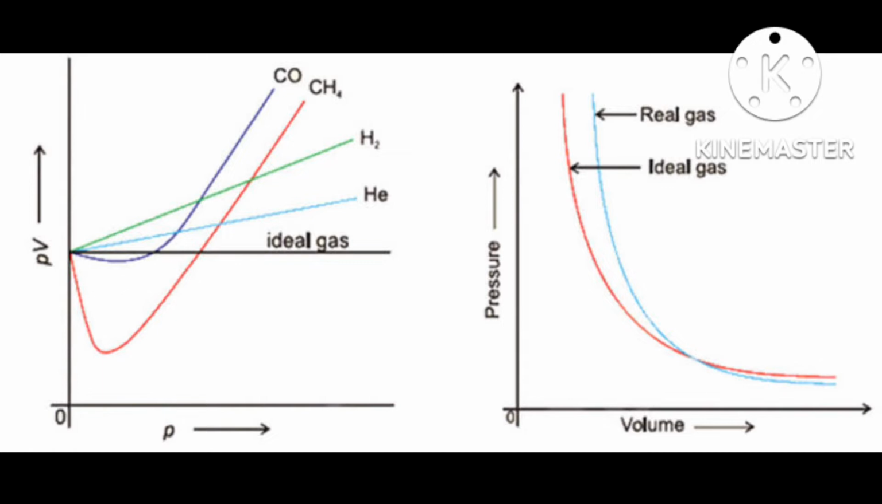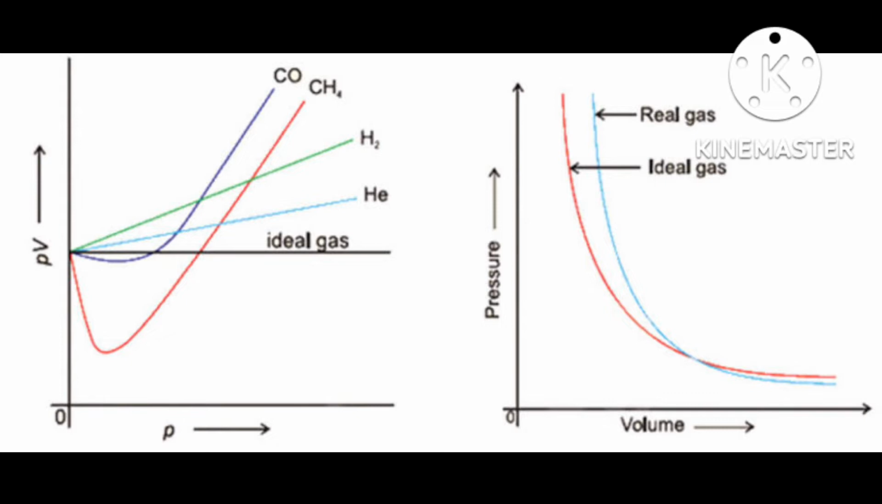Today I am going to discuss behavior of real gases and deviation from ideal gas behavior. This is a very, very important topic. All gases, particularly real gases, don't follow ideal gas behavior. That's why the topic has been given: behavior of real gases. Why do real gases not follow ideal gas behavior?